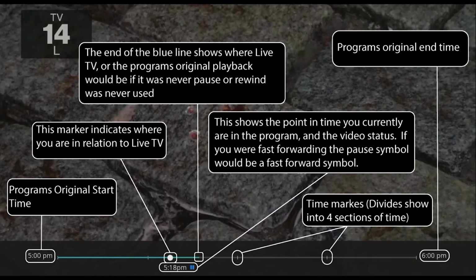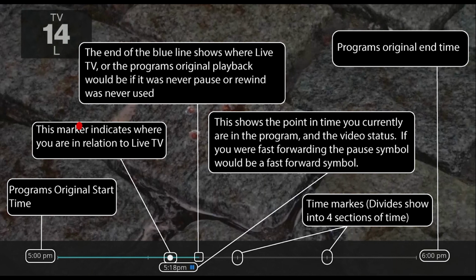When you pause or rewind a show, the timeline will appear in the information bar at the bottom of the screen. Here is a schematic of the timeline bar and the information it displays. The timeline bar shows the program's original air date. This is the time that the program was originally scheduled to begin.